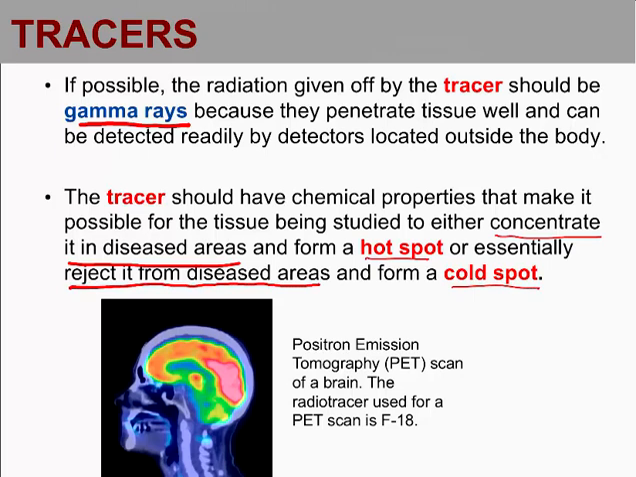So down below is something called a positron emission tomography scan, or a PET scan. And this is of someone's brain, and you can see that there are some clear colors showing up in this scan. So those colors are due to radioactive elements or tracers, and in particular, they use fluorine-18 for PET scans.